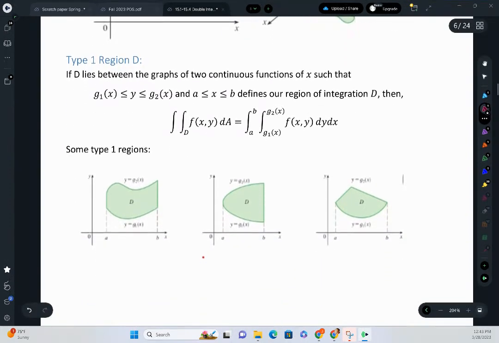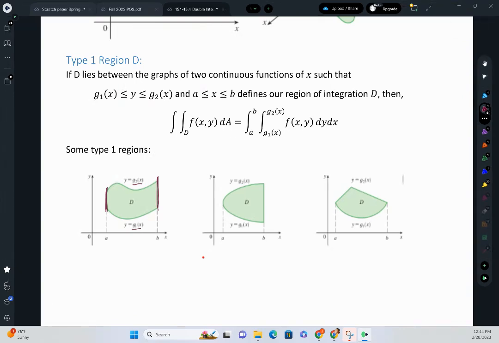The first one is the type 1 region. In a type 1 region, we will see regions where we have a y equals function up to a y equals function, and x will go from a constant to a constant. So one of them has to go from a function to a function, and the other one has to go from a constant to a constant. We have some pictures here where some are more clear. This first one is showing that x is going from a to b, while y is going from this g1 of x up to this g2 of x.